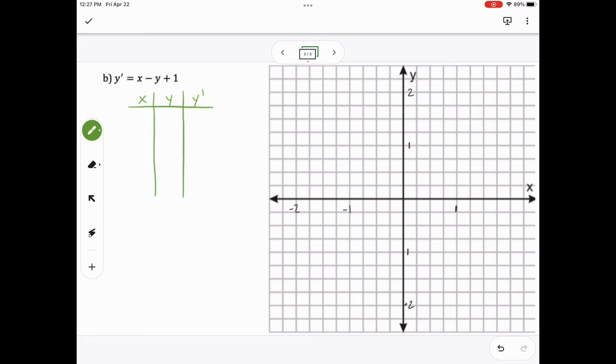Okay, for letter B, let's try this one as well. This one has a little bit different kind of slope to it because you have an x and a y, plus you have the positive 1 added to it. And so I picked several points to figure out what I'm doing. Every time you have the same x and y, they cancel out, so then the slope is always 1. So that y = x line becomes just a positive slope there.